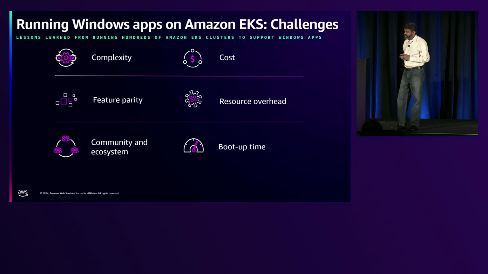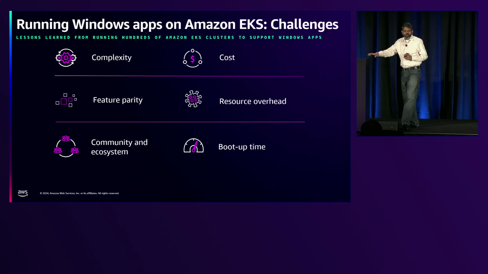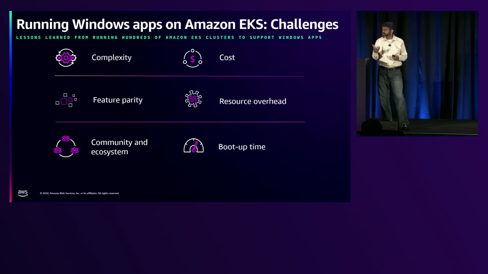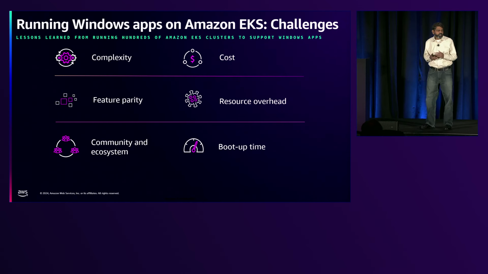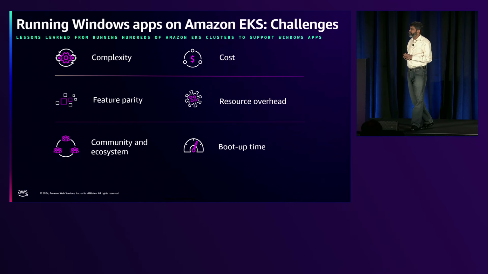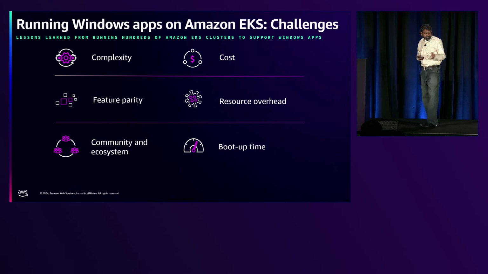And then feature parity. This is again compared to Linux and Windows. The features of Linux are always more advanced than Windows. You might be missing a few features in Windows clusters, but that should not stop you from using Windows. And resource overhead. Resource overhead is again on the Windows side. As all of you know, Windows utilizes a lot of resources, CPU, memory, and all that. So you might need to provision larger instances, which would cost a little bit more than Linux as well.